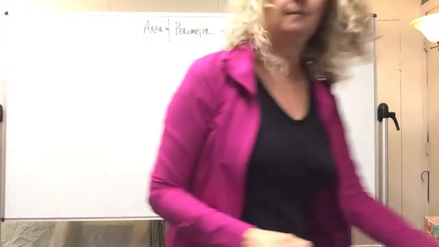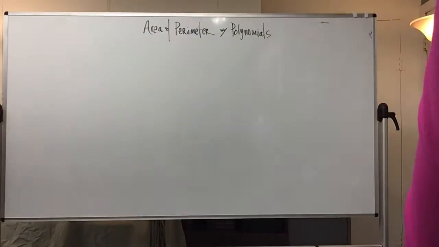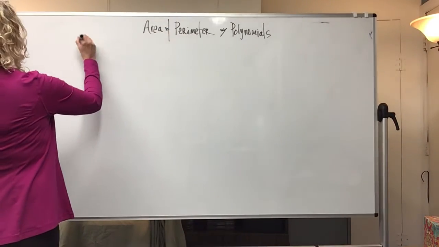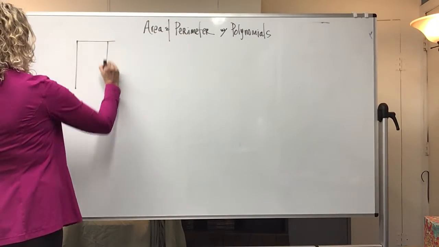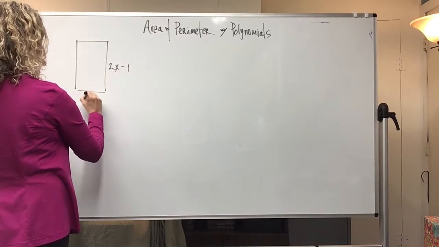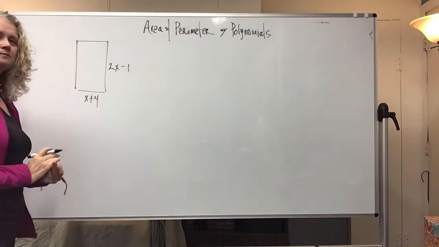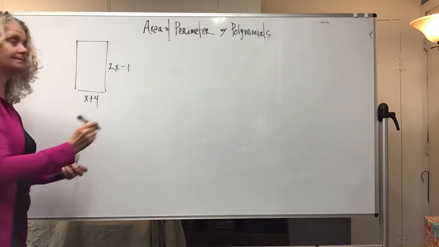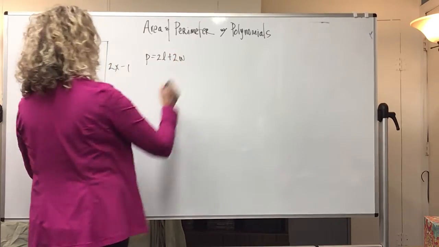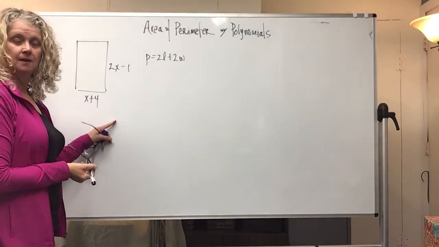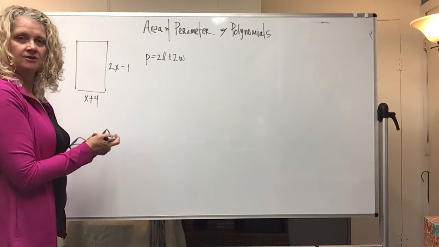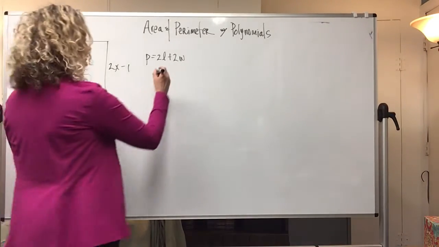Let me get a better marker, this one's not amazing. So why don't we do this, 2x minus 1, x plus 4. So first we're going to find perimeter. Notice it's helpful to write the initial equation. It's important so your teacher sees where it's coming from. It helps avoid careless errors because you set it up correctly.